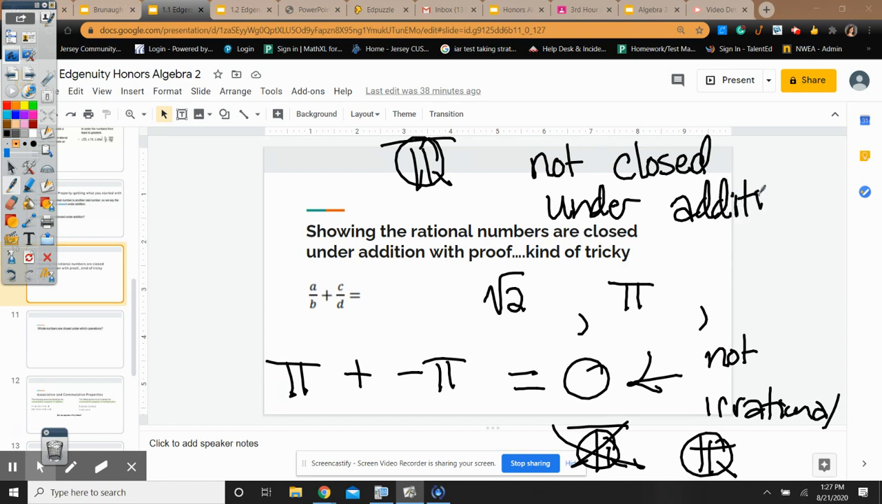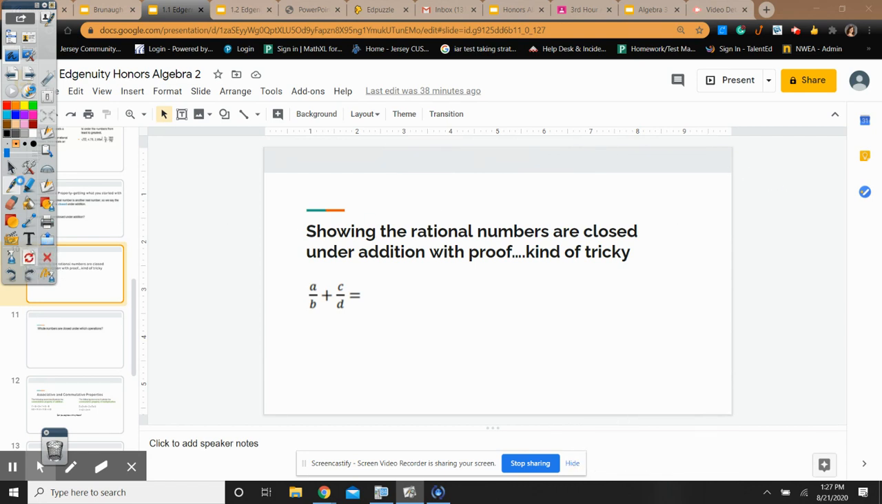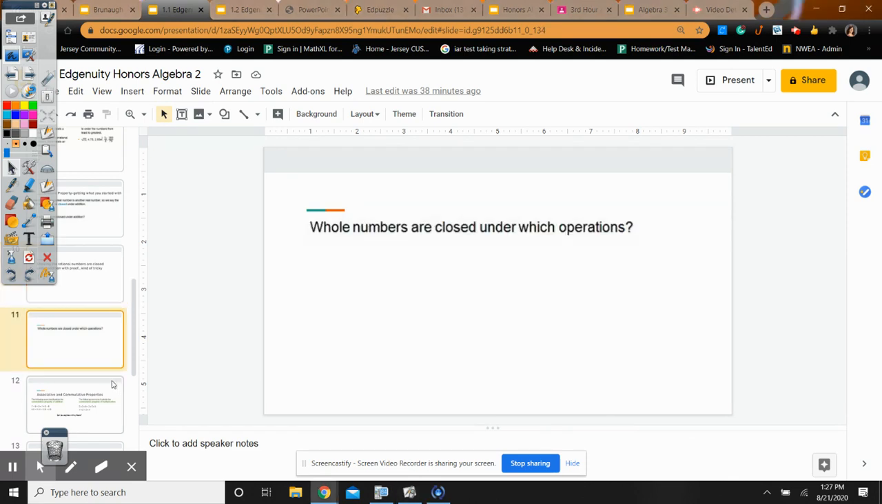So what we say is the irrational numbers are not closed under addition. Okay, this closure property, like I said, it's a big idea. If you are understanding it, you're probably ahead of the game. So no panicking about that.